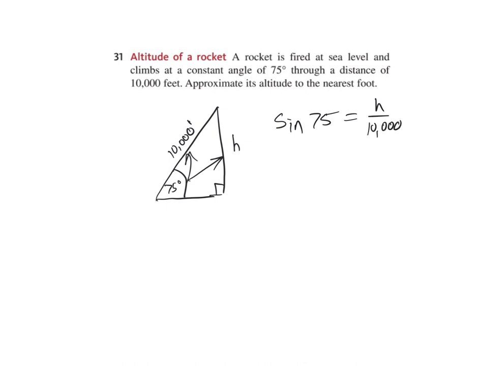Okay. So now you multiply by 10,000 on both sides and you get your altitude or H. So 10,000 times the sine of 75 degrees. And that would be 9,659 feet.